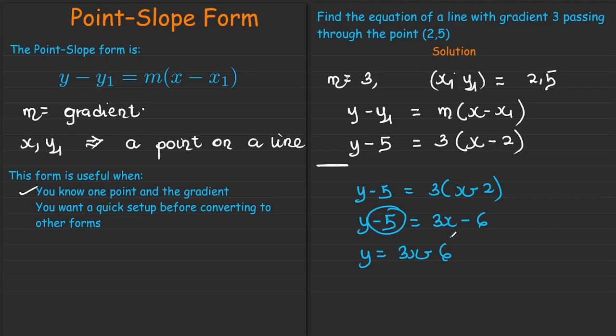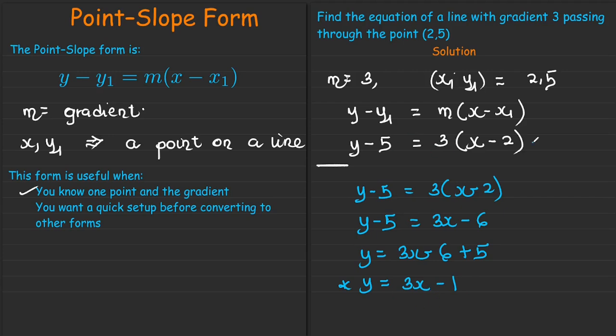Making y the subject, we have y being equal to 3x minus 6. Then the negative 5 moves to the other side to become a positive 5. Simplifying further, we have y being equal to 3x. Negative 6 plus 5 gives us a negative 1. And with that, we have been able to write it as the slope intercept form.